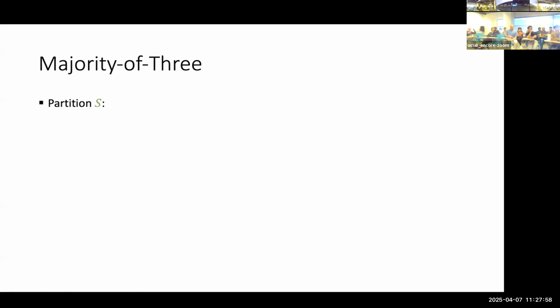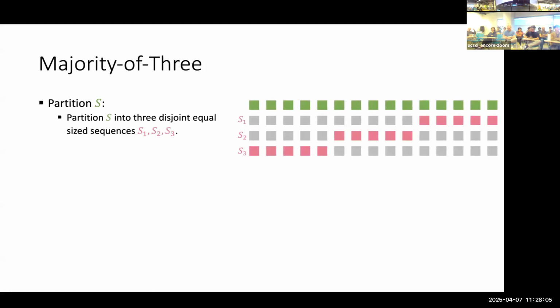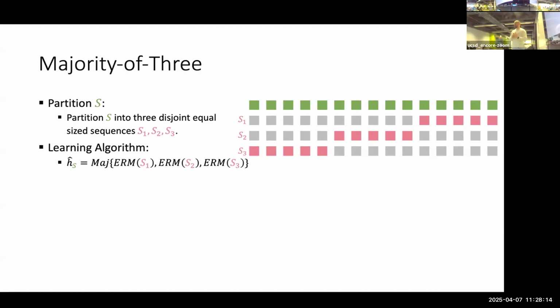And here our algorithm is majority of 3. Majority of 2 is undefined if they disagree, so majority of 3 is the simplest thing you can think of. Take your training data set, partition it into three disjoint equal-sized pieces, run empirical risk minimization on each of them, and do a majority vote.